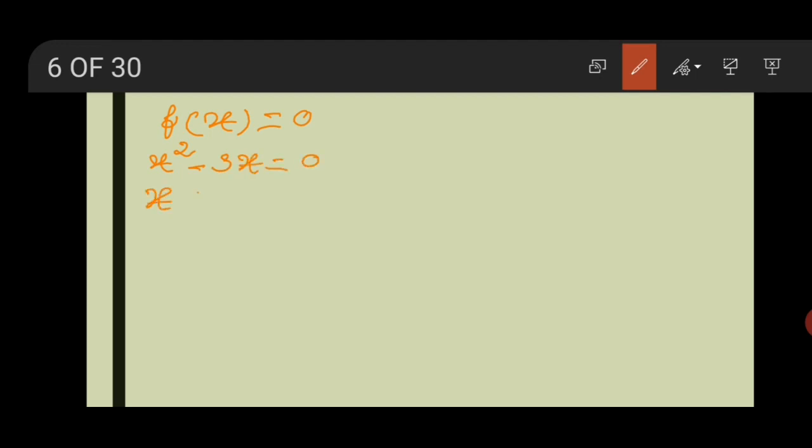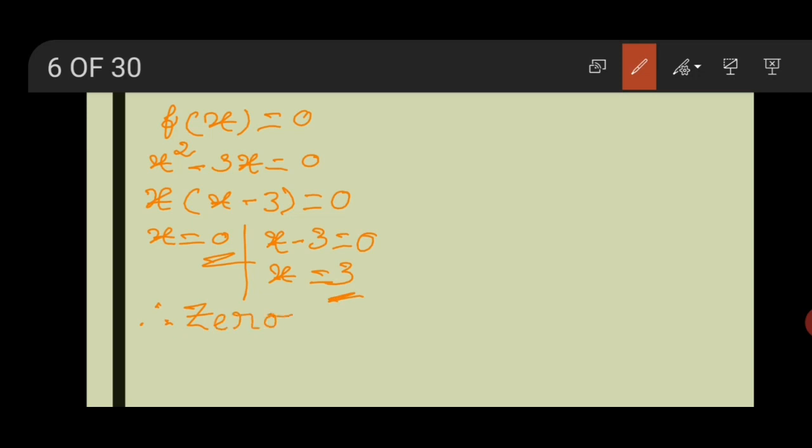So take the common factor now. x is the common factor. So what is remaining inside the bracket? x minus 3, that's equal to 0. This implies either x is equal to 0 or x minus 3 is equal to 0. That means x is equal to 3. So zeros are, what are the two values? Zeros are 0 and 3. These are the two zeros.